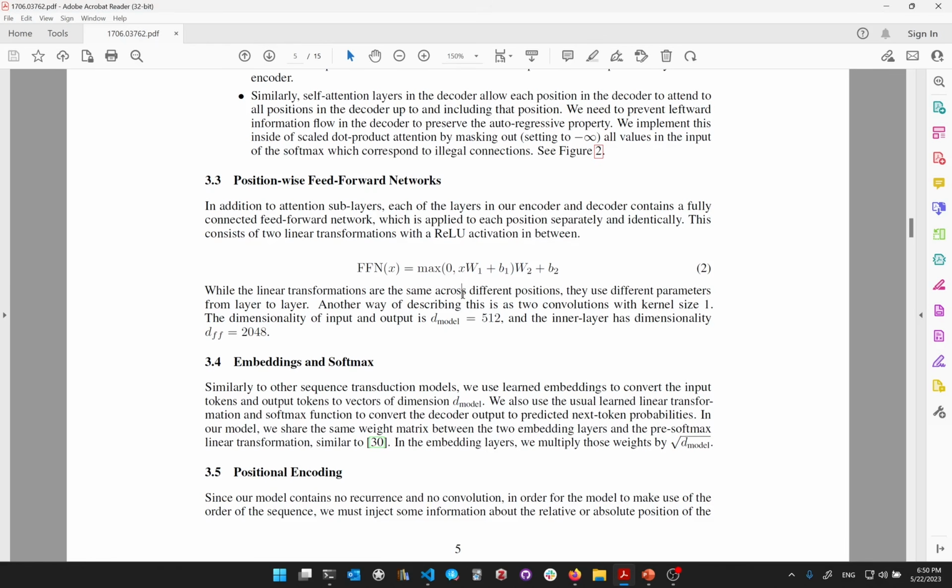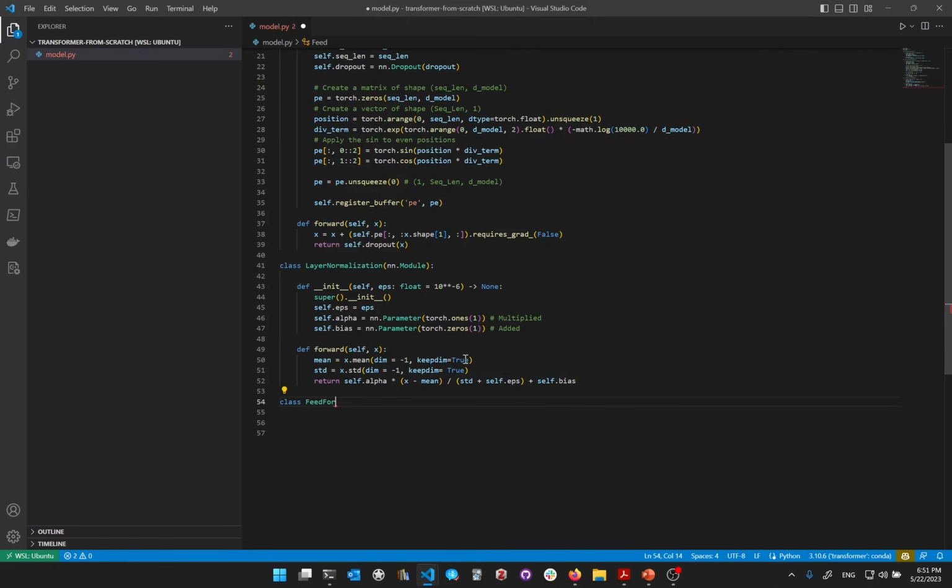We can do this in PyTorch using a linear layer in which we define the first one to be the matrix with the W1 and the B1, and the second one to be the W2 and the B2, and in between we apply a ReLU. In the paper, we can also see the dimensions of these matrices. So the first one is basically D model to DFF, and the second one is from DFF to D model. So DFF is 2048 and D model is 512. Let's go build it. Class feed forward block.